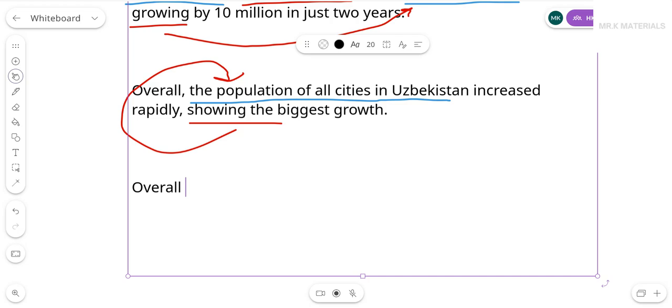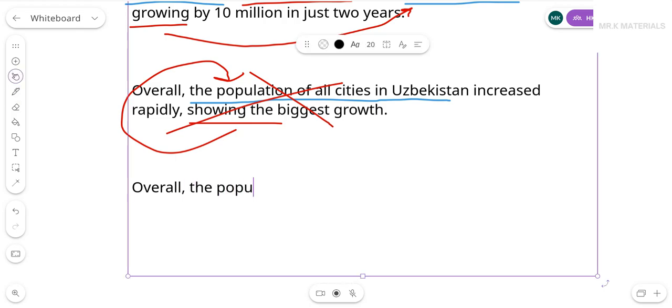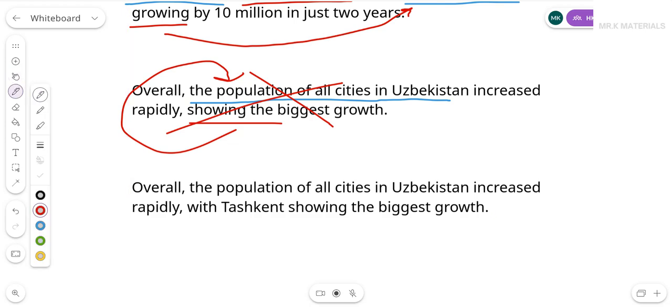Overall, so let me just cross this one out. This sentence doesn't make sense. Overall, the population of all cities in Uzbekistan increased rapidly. And then I say with Tashkent showing the biggest growth. All right, so let's break it down.